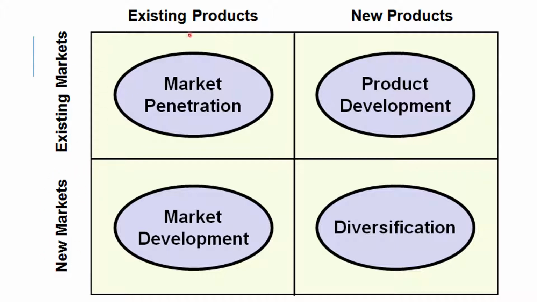It's where we sell our existing products in greater numbers in existing markets. We call that market penetration. When we take our existing products and we try and sell them in new markets, we call that strategy market development. If we were to develop new products and try and sell them in markets we already sell products in, we call that product development. And if we were to try and sell new products in new markets, oh boy, we call that diversification.